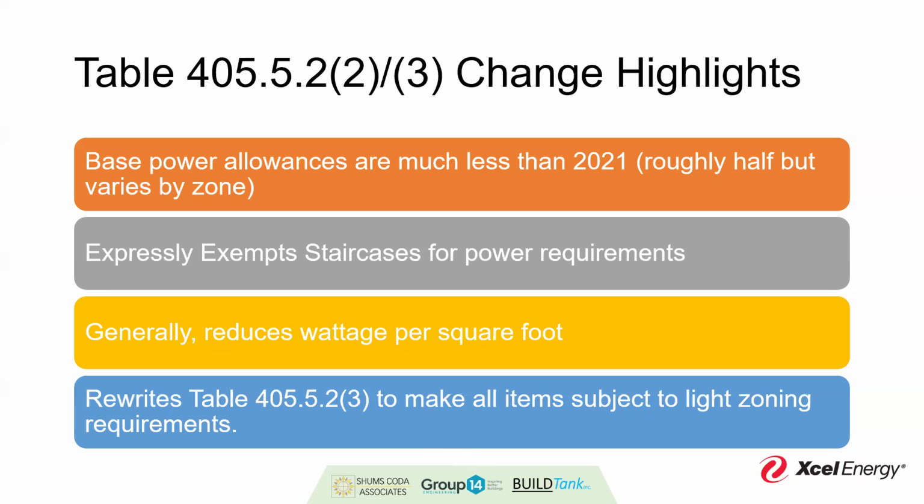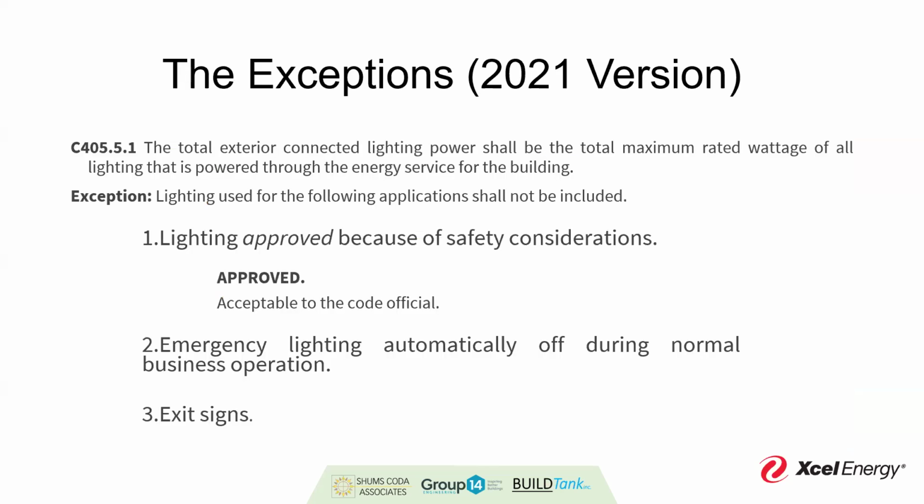Now, earlier, if you remember that slide about 5 or 6 back, where we first started talking about exterior lighting, we talked about the exceptions. I note that there are 14 of them. I've got them listed here from the 21 version because only a couple of minor modifications happened, and I summarized them for the 24 at the end here. So you get a few different considerations. This first one here is lighting approved because of safety considerations, right? That's your first exception. I included the definition of approved as acceptable to the code official.